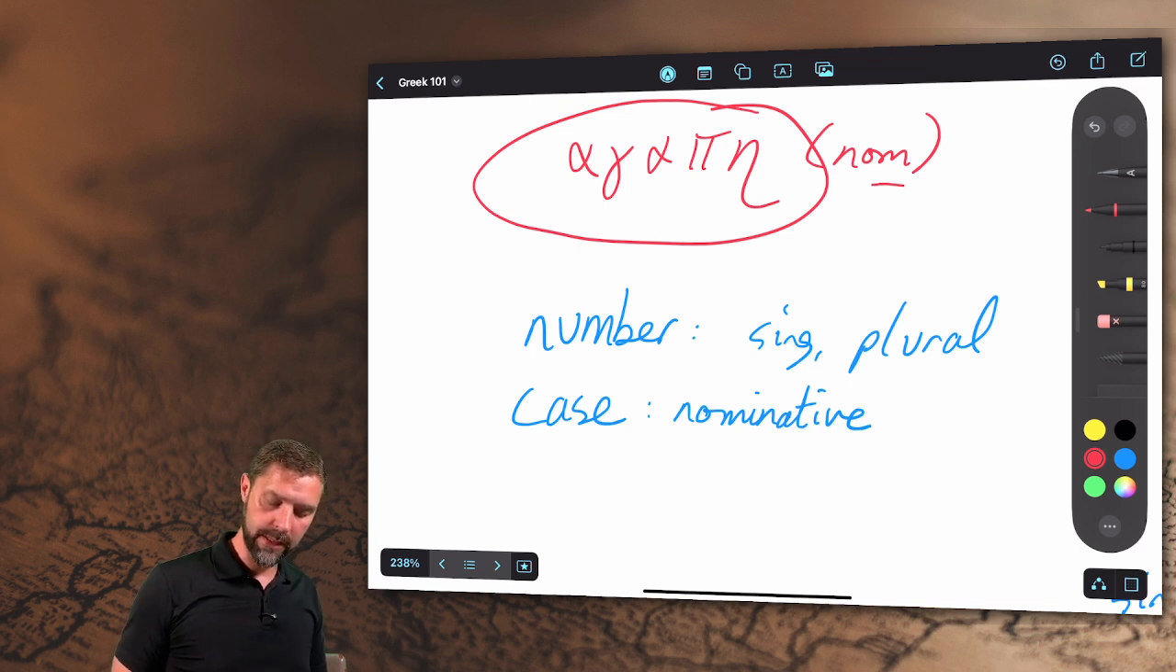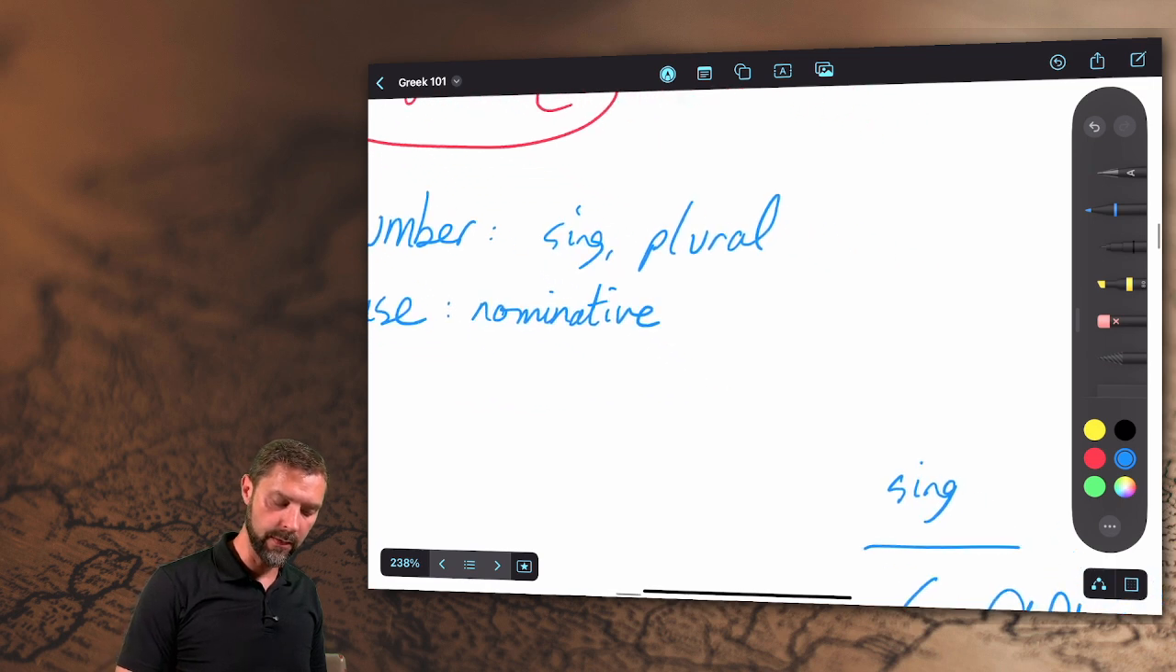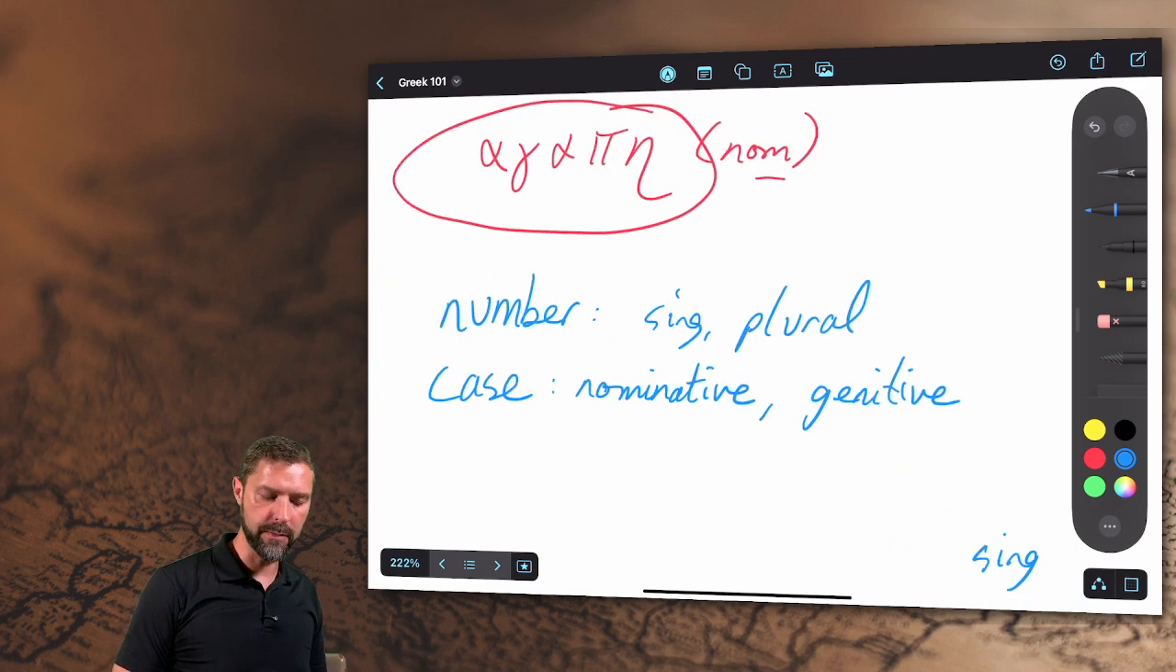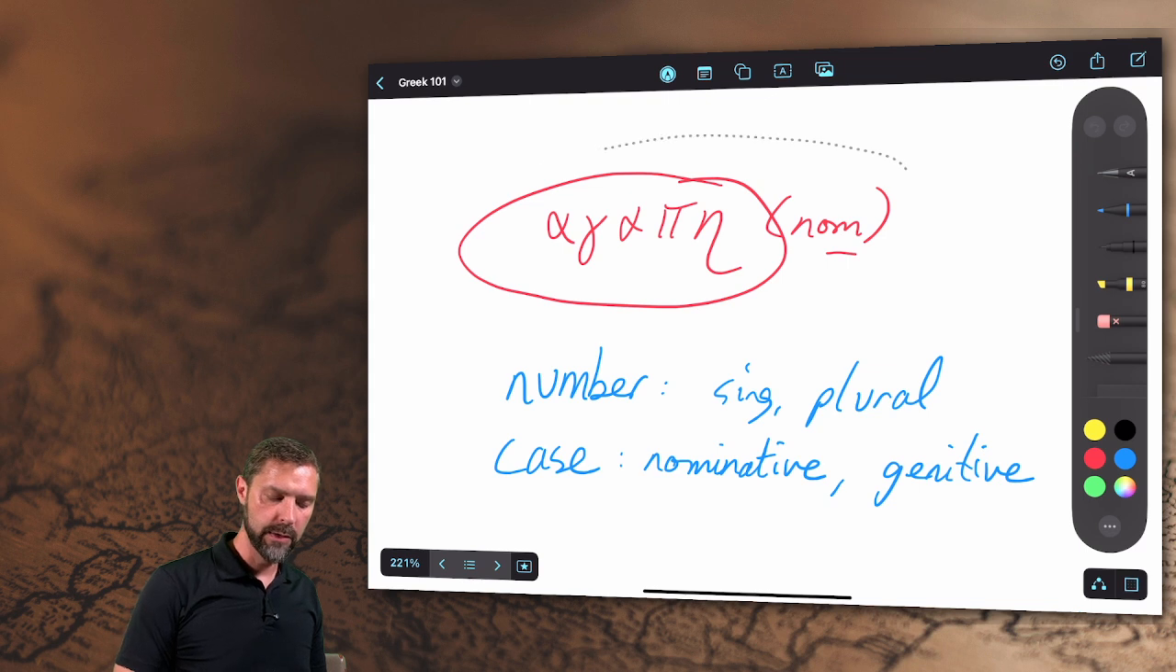Okay, so our first case is nominative. Our second option is the genitive. And the genitive, I said last time, was possession. I didn't give a very good explanation of how that would actually be translated in real life. So let's do that now.